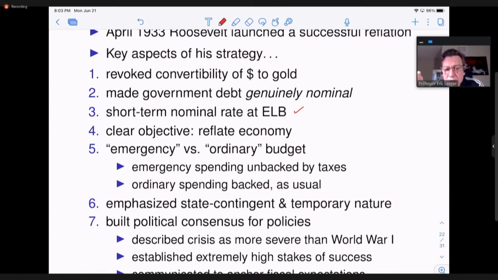Roosevelt stated very clear objectives, and that primary objective was to reflate the economy. He was very explicit about wanting the price level to go back up. He then had this clever device, which was a dual budget. He had an emergency budget and an ordinary budget. And what he said was, I'm going to run deficits on the emergency budget until the economy recovers. But I'm going to balance the ordinary budget. Okay, so he's thinking about there being two different kinds of spending. The ordinary stuff is going to be backed by taxes like it always has been. But this emergency stuff is not going to be backed by taxes. And he was explicitly state contingent about this. He said, we're going to do this until the economy recovers. And so the policy was state contingent, but was also explicitly temporary.